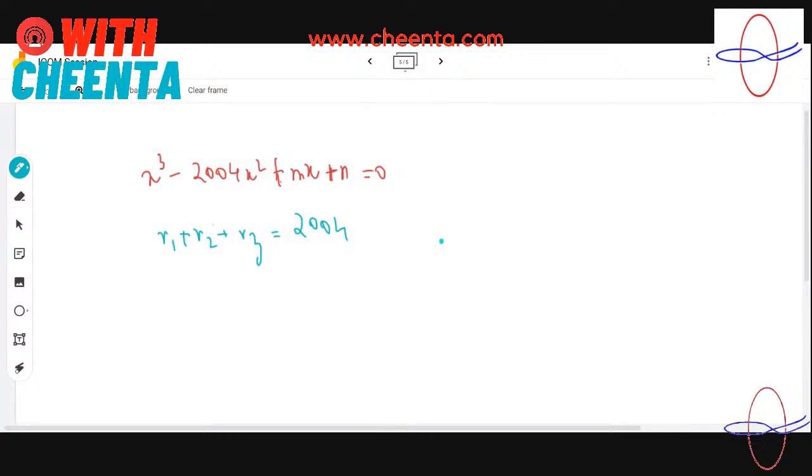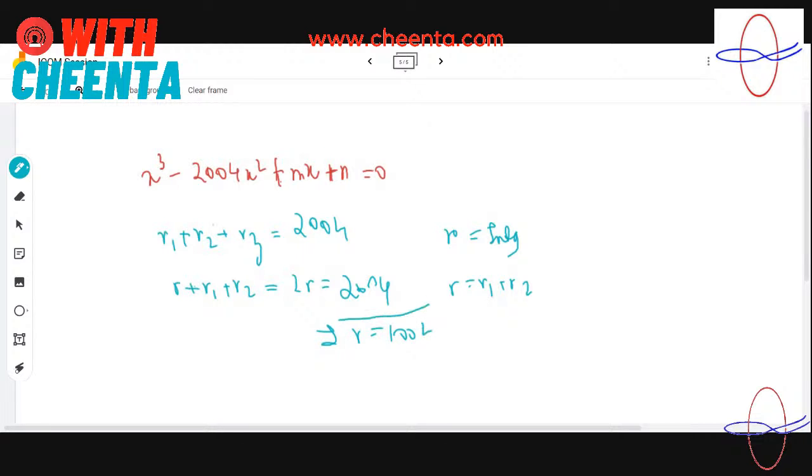Remember one thing: let r be the integer root, and the other two roots r1 and r2. So the sum of the roots is r plus r1 plus r2, and you can write it as 2r, which is equal to 2004. Therefore, what do we get? The integer root is 1002.